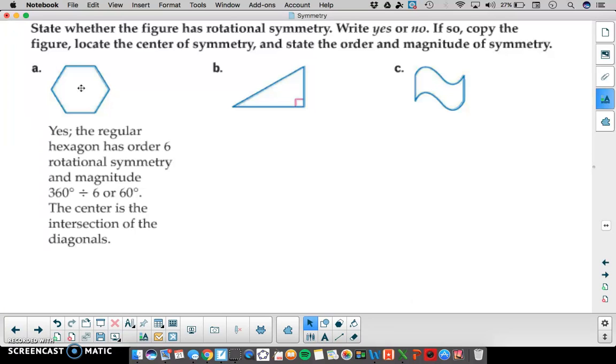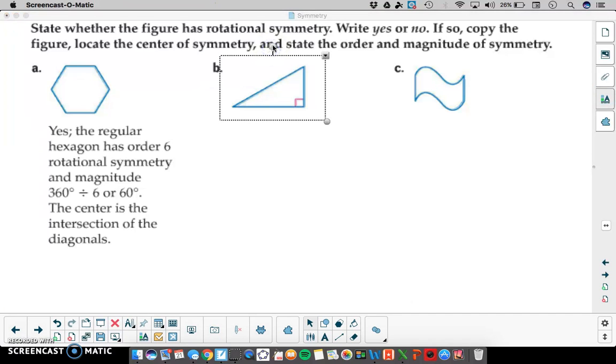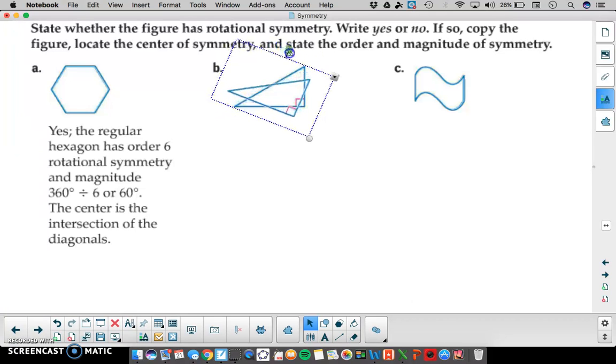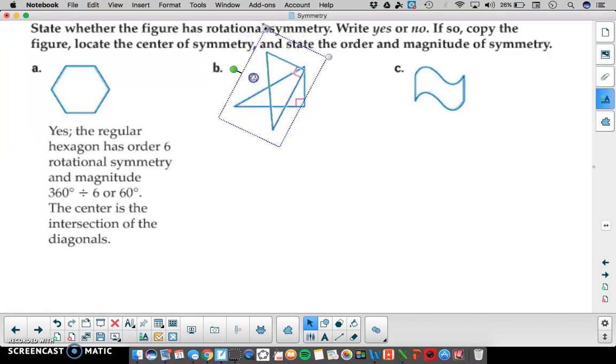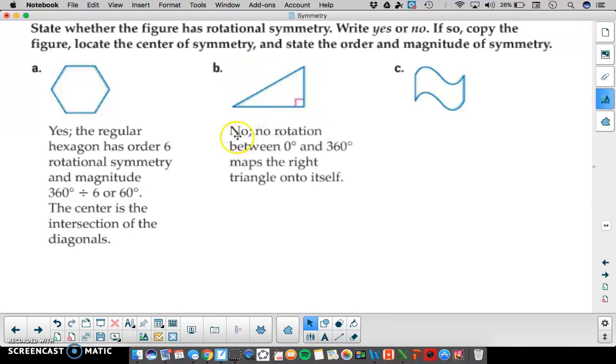For this right triangle, as I start to rotate this figure, we are looking for when it looks like our original figure. So as I start to rotate it, you can see that it does not look like itself until we've made a full rotation. This means that this figure does not have rotational symmetry. So this would actually be a no. There's no rotation between 0 and 360 that maps that right triangle onto its original self.